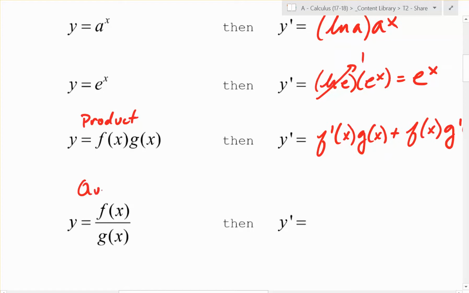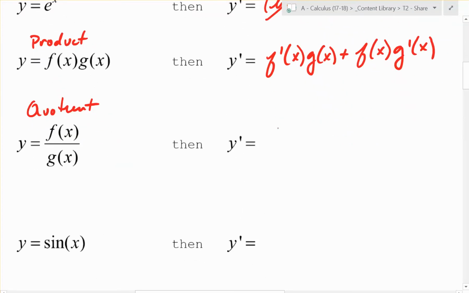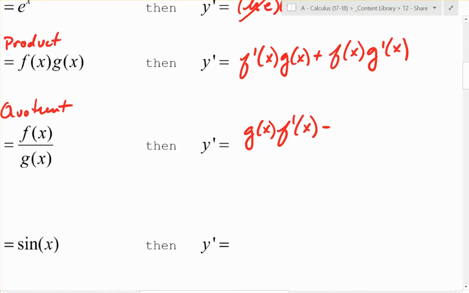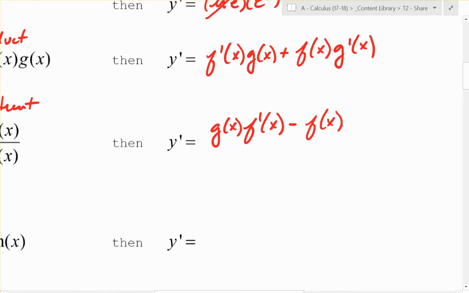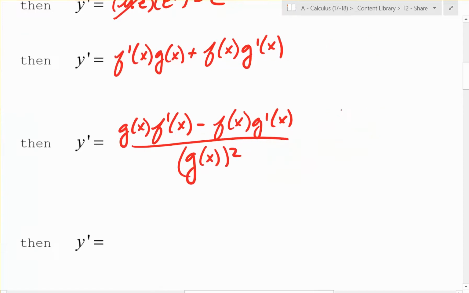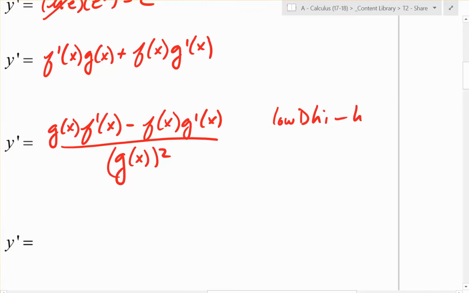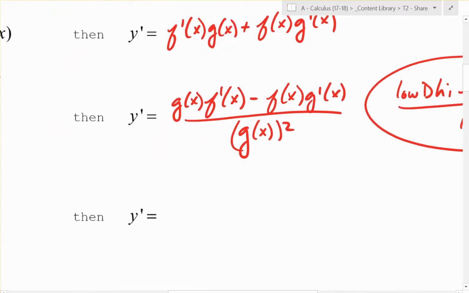Now we're going to use the quotient rule on this one. And remember, that's low d high minus high d low all over low squared. That's what you need to remember for the quotient rule.